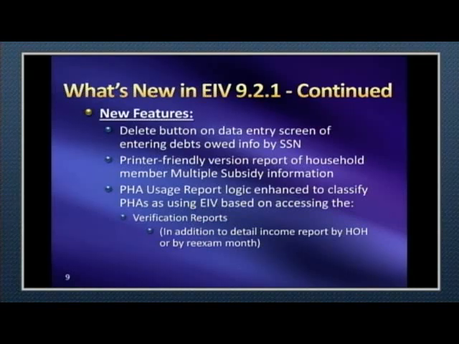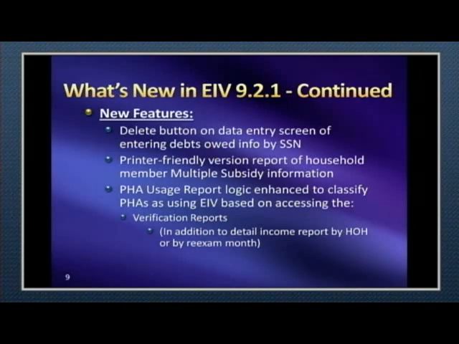So the bottom line is now you have a printer-friendly version link to print just that specific household member information within the multiple subsidy report. And we'll be able to show you all of these lovely features in the following screenshots.